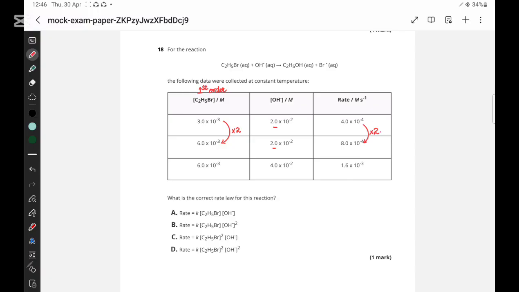And now for OH minus, if we see experiment 2 and experiment 3, it gets doubled, and here C2H5Br needs to be constant, and the rate is also getting doubled. So if the concentration of OH minus is doubled, the rate is also doubled. It is also going to be first order, and the rate equation is going to be A. Why? Because for C2H5Br nothing is written there, that means it is 1, and for OH minus nothing is written there, that means it is 1 as well.